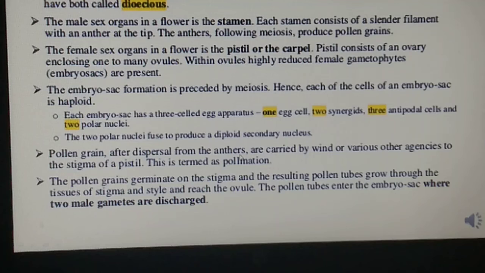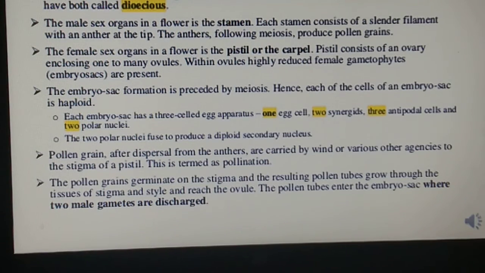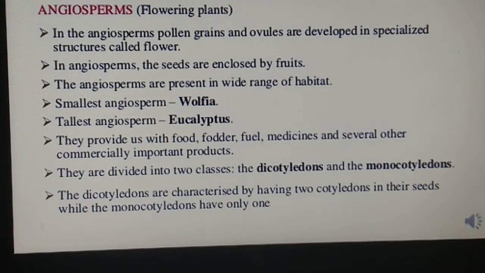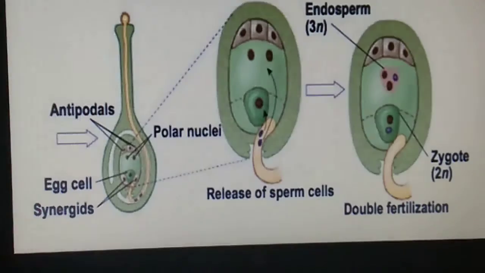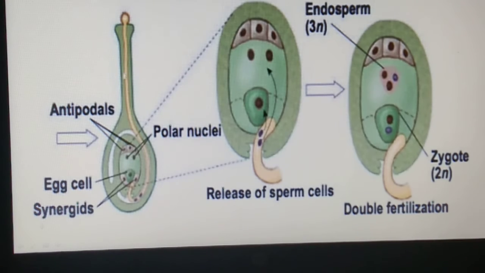Now students, pollen grain after dispersal from the anther. So what happened in the anther? Pollen grains formed, and those pollen grains, with the help of agencies like wind, water or other agencies, land onto the stigma, and this process is known as pollination. Now the pollen grain germinates on the stigma, students. Fine, I have already explained this, that it gives rise to a pollen tube. And then it reaches the ovule. Fine, and then this pollen tube enters into the embryo sac where the two male gametes are discharged. So you can see here, it contains two male gametes, students.